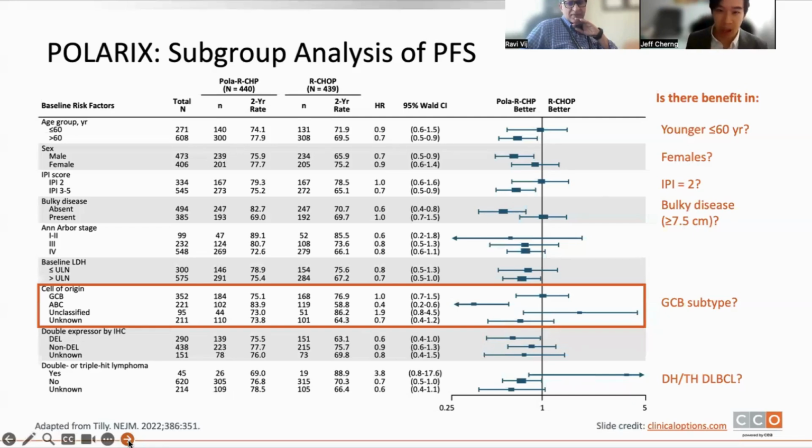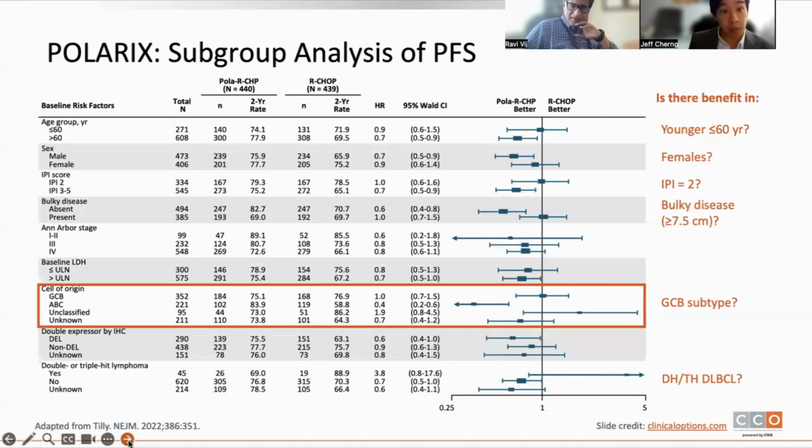But again, this is an unpowered, unplanned subgroup analysis. So how much can we take away from here? I think we're going to need more real world data to know for sure. At least in my practice, I am definitely giving Pola-R-CHP to any patient with at least non-GCB subtype DLBCL with an IPI of 2 to 5. And I am considering it for patients maybe with an IPI of 1 as well, not necessarily within the label, but oftentimes we can get it approved.